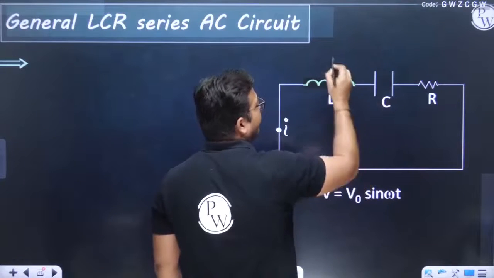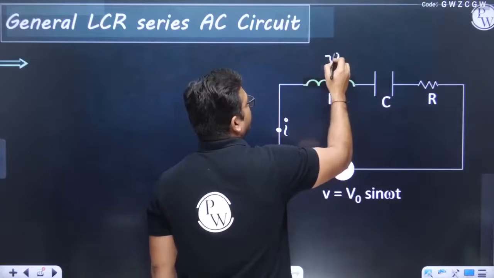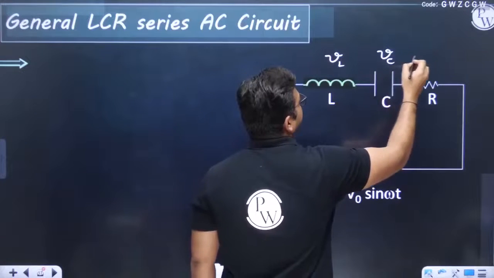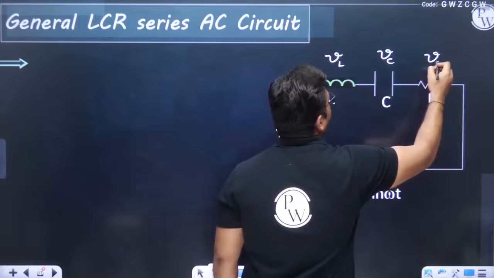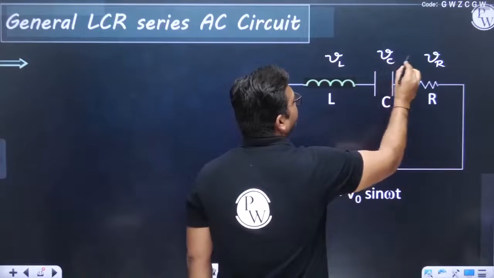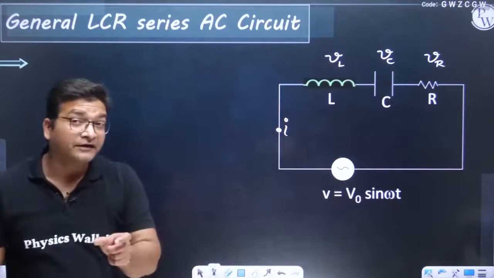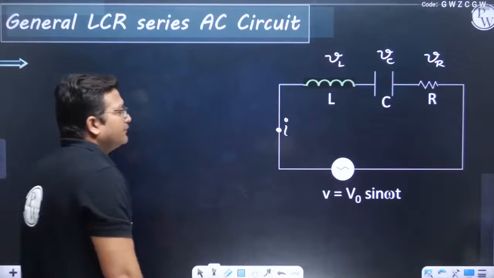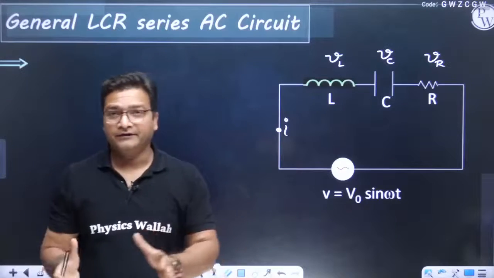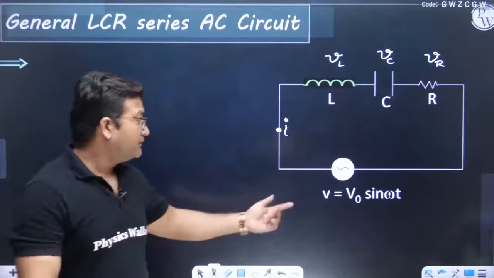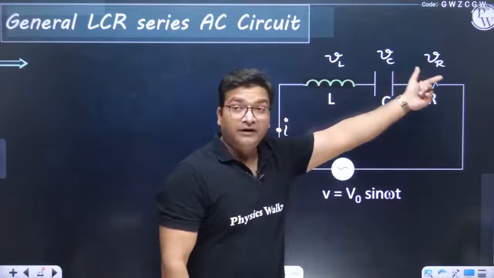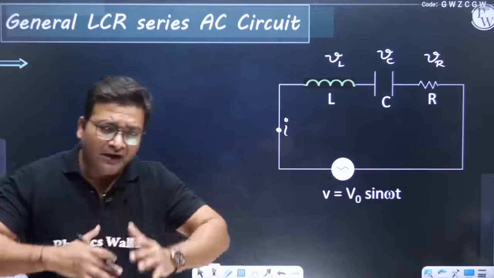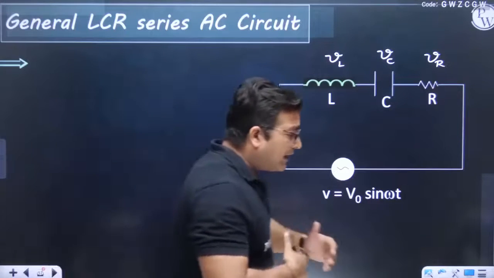The voltages are divided. Suppose we call the voltage across the inductor VL, voltage across the capacitor VC and voltage across the resistor VR. These voltages with small letters actually represent the instantaneous values, remember. So we have five quantities: the net voltage, the three voltages and the current. These all are alternating quantities, and if all these are alternating quantities, they all have their phasors.